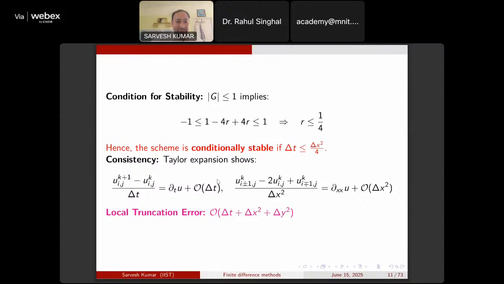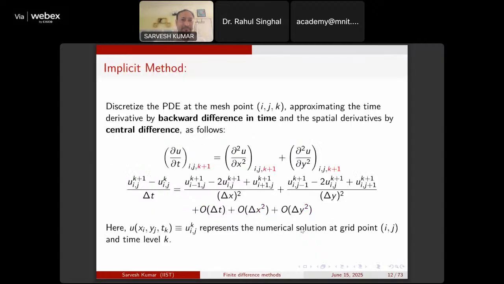Consistency is straightforward here because this is what it is. Delta t tends to 0, this one is delta t, right? So it is straightforward. And the truncation which you have seen is nothing but order delta t, delta x squared, delta y squared. So I repeat, consistency is nothing but when delta t, delta x tend to 0, or you can say your local truncation error should tend to 0. Both are the same. Your local truncation error should be 0 when your mesh size tends to 0.